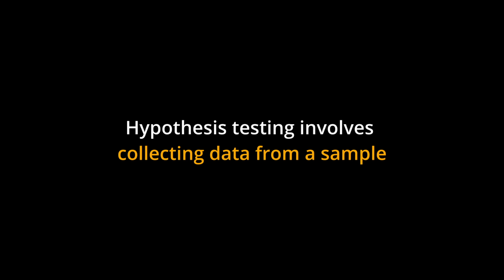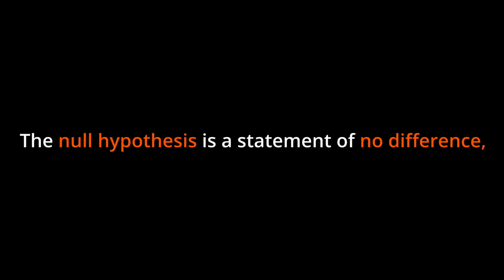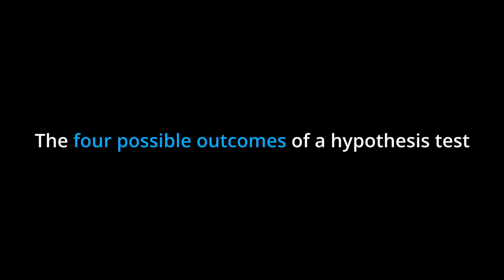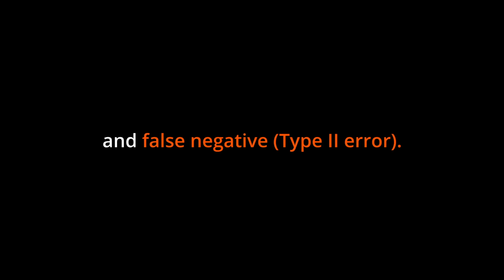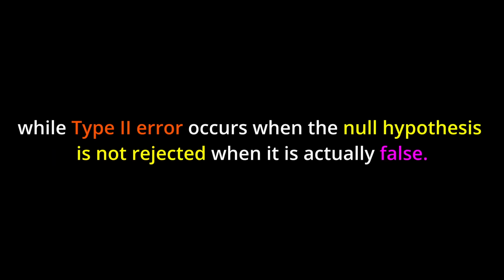Key points. Hypothesis testing involves collecting data from a sample and evaluating it to make a decision about the null hypothesis. The null hypothesis is a statement of no difference, while the alternative hypothesis contradicts the null hypothesis. The four possible outcomes of a hypothesis test are true positive, true negative, false positive (type 1 error), and false negative (type 2 error). Type 1 error occurs when the null hypothesis is rejected when it is actually true, while type 2 error occurs when the null hypothesis is not rejected when it is actually false.